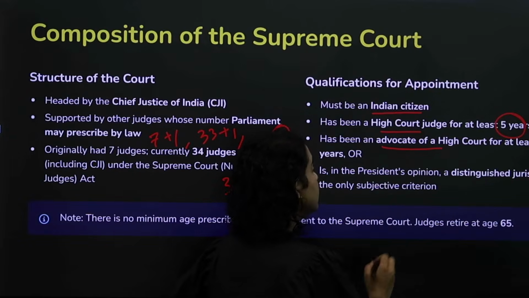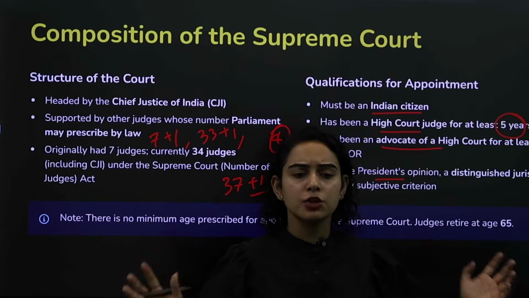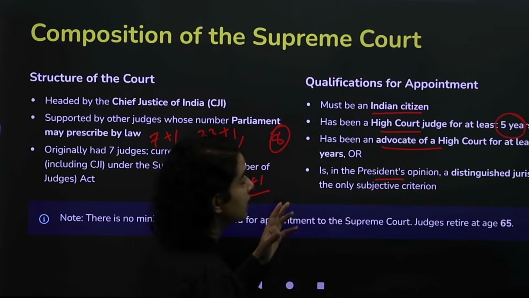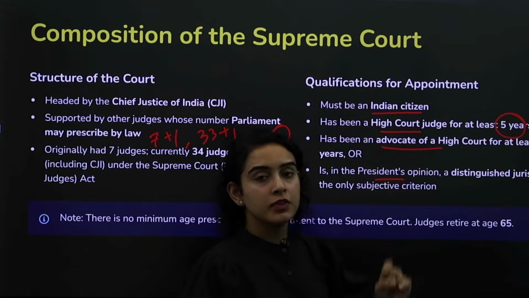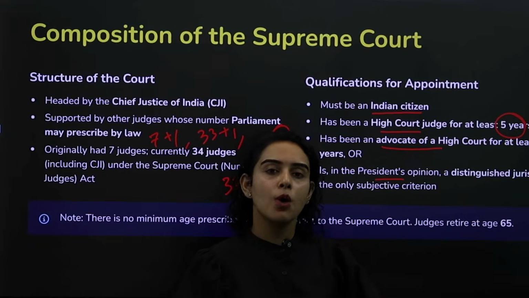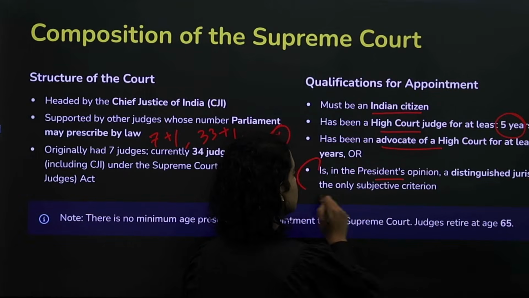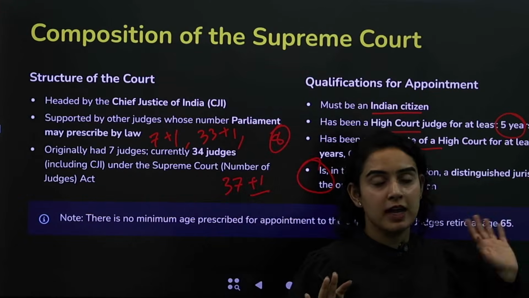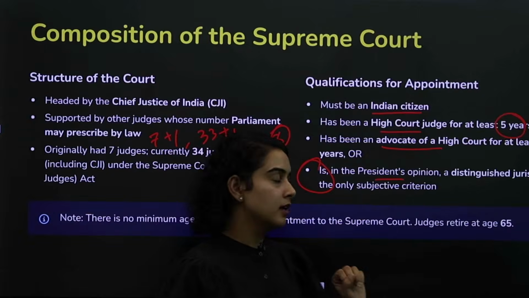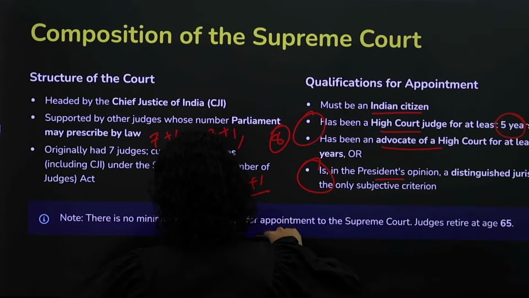Or if the president thinks that someone is a distinguished jurist, someone who has eminent knowledge of law, can also become a Supreme Court judge, right? So three requisites are here: Indian citizen, either High Court judge for 5 years, or High Court advocate for 10 years, or maybe a distinguished jurist recognized by the president. However, this power has never been used by the president. He has never appointed any eminent jurist as the Supreme Court judge. But these two, primarily, yes, they are being used.